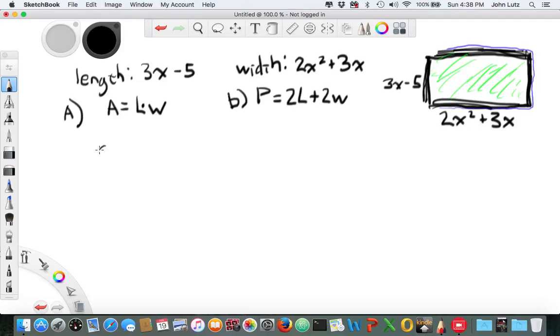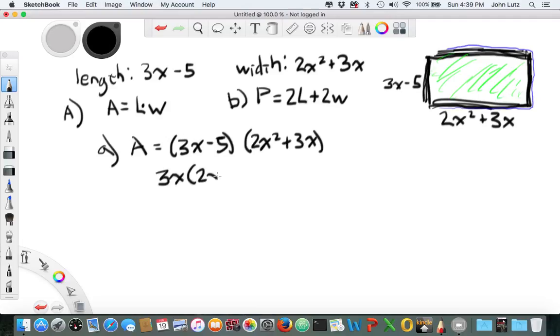Okay, so we're doing letter A, where area is length times width, and we're going to say the area of this is going to be our length, which is 3x minus 5, times our width, which is 2x squared plus 3x. And we have a new fancy way of doing this, right? We're going to take our 3x and distribute it into 2x squared plus 3x. And then we're going to take our negative 5 and distribute it into 2x squared plus 3x.